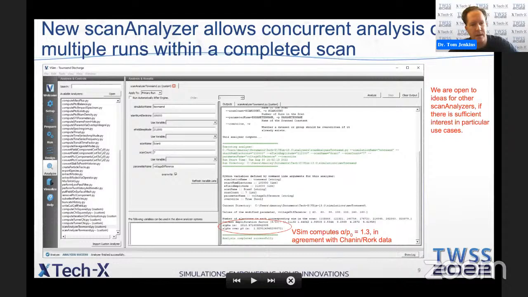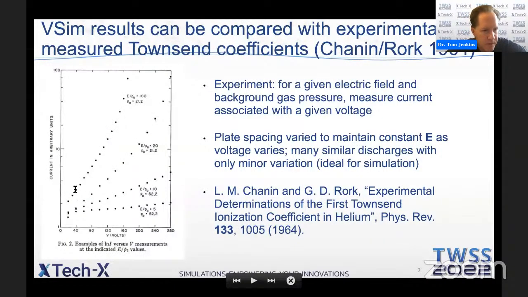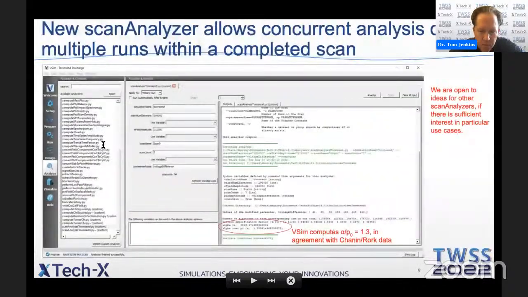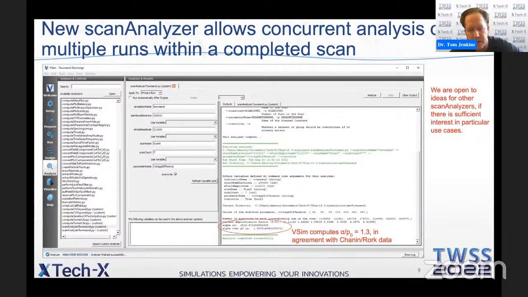From the aggregated scan data, we can compute the Townsend coefficient. Essentially what we're doing is we're fitting an exponential to this curve and seeing what parameter best characterizes that exponential growth. And when we do that, we get quite good agreement with the data that's presented in this 1964 paper. The alpha, being the Townsend coefficient divided by p naught, the pressure, comes in at 1.3, just as is predicted in the paper.